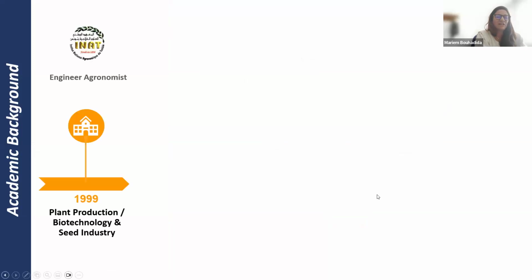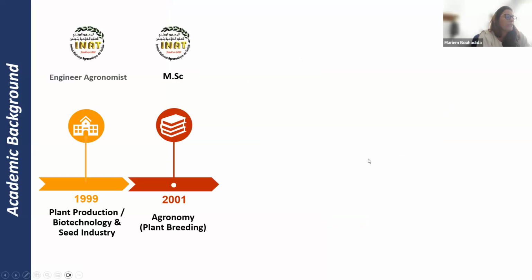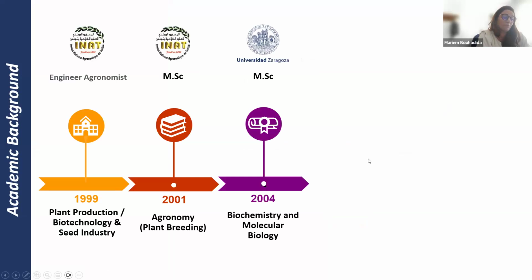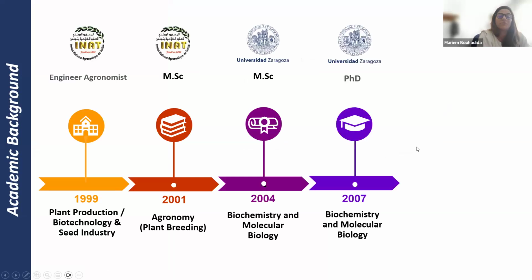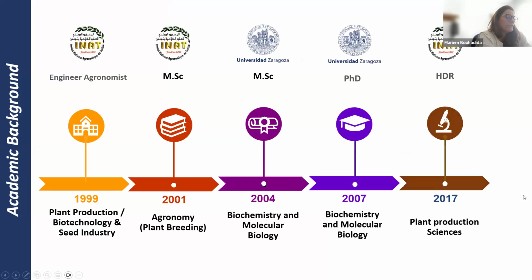So just a brief overview regarding my academic background. I'm an agronomist from INRAT, the National Institute of Agronomy of Tunis. And then I had my Master of Science in plant breeding from INRAT. Then I was in Zaragoza at the University of Saragossa doing my Master of Science and PhD on biochemistry and molecular biology. And then I'm at INRAT since 2008, working as a researcher at INRAT.